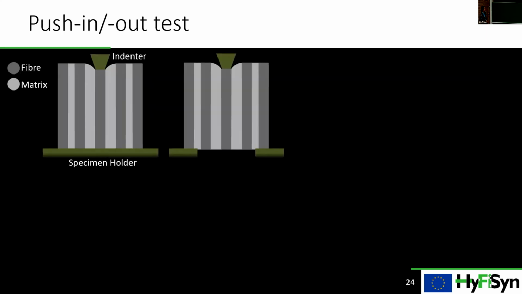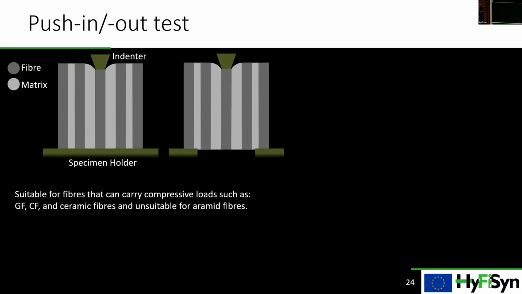The last test is the push-in or push-out test, where you basically take a small sample of a full bulk composite, polish it, and put it on a specimen holder. The specimen holder can be fully closed or slightly open, depending on the type of test, and you indent it with an indenter.